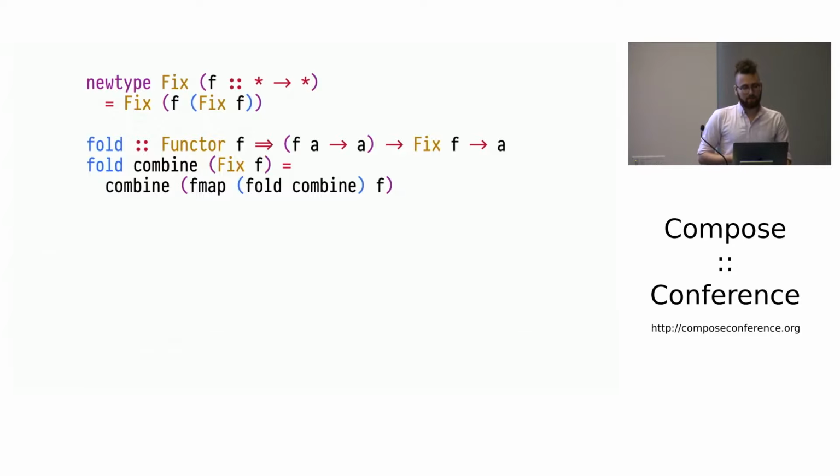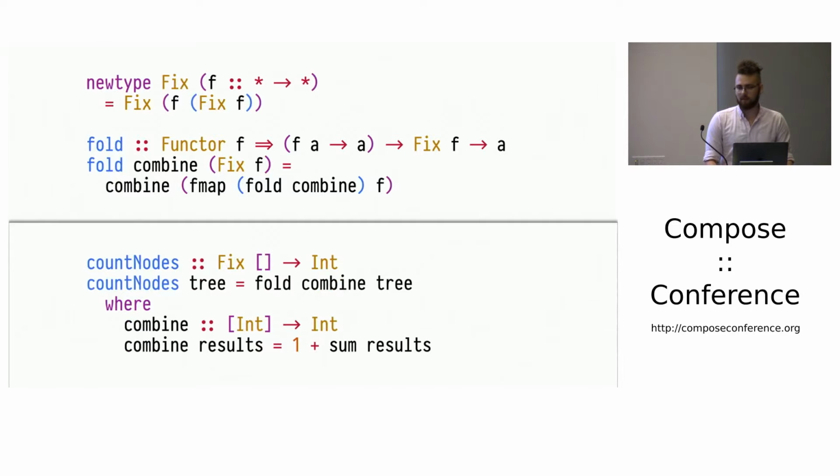And then if I say, well, given one level of structure, here's how I collapse an f of a level of structure into an a, then I will tell you how to take an entirely deeply nested recursive structure and collapse it all the way into an A. So how does that work, right? Like, I say combine, which takes an f of a to an A, and I combine the results of mapping fold combine, which takes a fix f to an A, over the contents of a fix f, which is an f of fix f's. So we get an f of a's, which we then just fold together and get an A. So, okay, a little bit quick and abstract with the type variables.